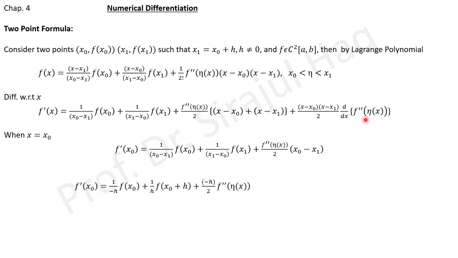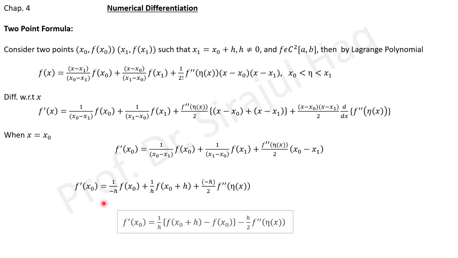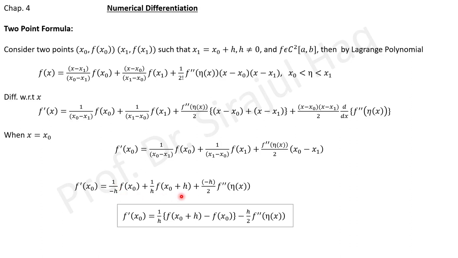Now, since you know that x1 minus x0 is equal to h, let us use this value. So x0 minus x1 is equal to minus h, and x1 minus x0 will become h. So this is the simplified form of the derivative of the function at x is equal to x0. And if we take 1 over h common, we can write it in this form. X0 plus h is the value of x1, which you already know.